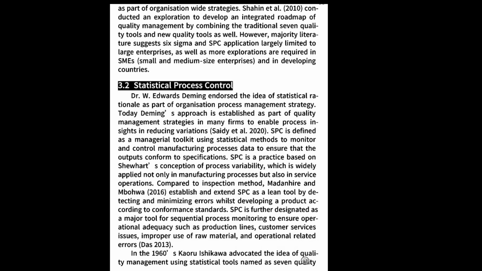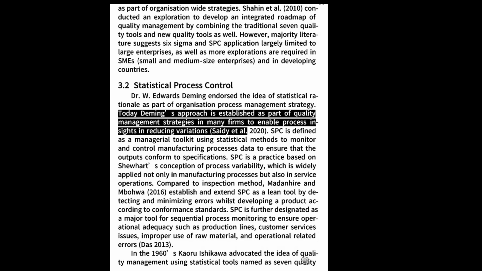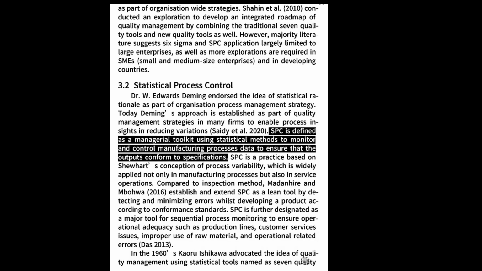3.2 Statistical Process Control. W. Edwards Deming endorsed the idea of statistical rationale as part of organization process management strategy. Today, Deming's approach is established as part of quality management strategies in many firms to enable process insights in reducing variations, Setti et al. 2020. SPC is defined as a managerial toolkit using statistical methods to monitor and control manufacturing processes data to ensure that the outputs conform to specifications.